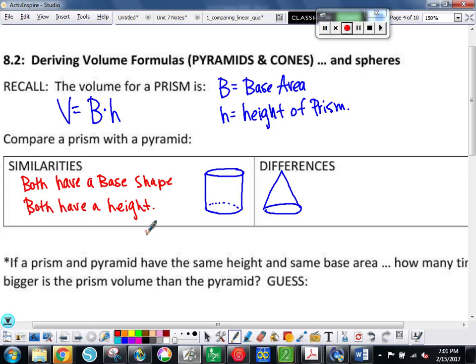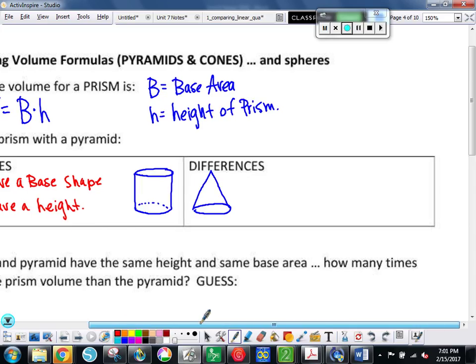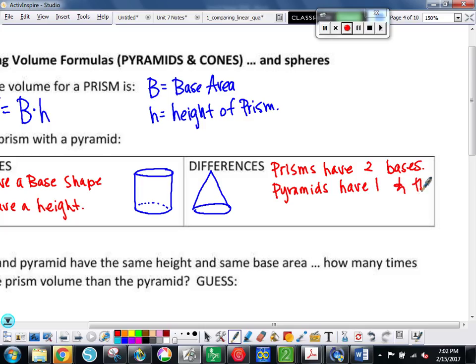What are some differences? One of the two figures has 2 base shapes. So prisms have 2 bases. Pyramids have 1, and the sides are made at a point, right? At 1 point, right here.